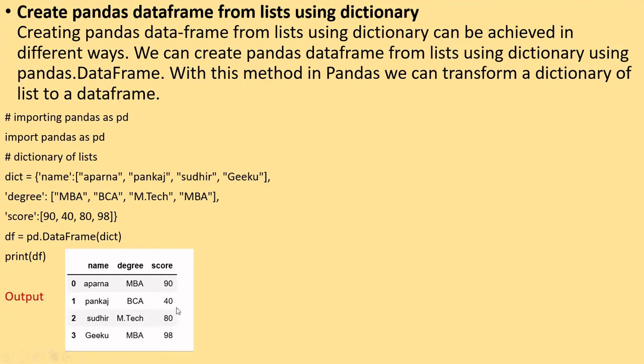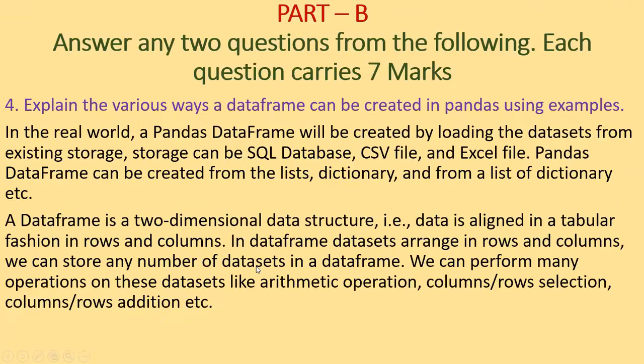Look at the dictionary. It consists of name: Aparna, Pankaj, Sudhir, Giku. Degree is MBA, BCA, MTech, MBA. Scores are 90, 40, 80, and 98. Now df is equal to pd.DataFrame of the dictionary, and print it. The values come in rows and columns form. So these are the ways a DataFrame can be created in pandas.